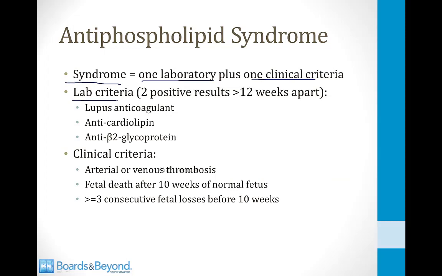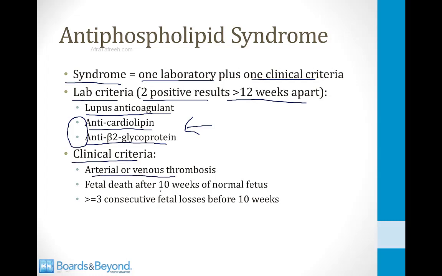So the lab criteria include presence of the lupus anticoagulant, which is identified through coagulation system testing, or presence of anticardiolipin or anti-beta-2 glycoprotein, which can both be identified by ELISA testing. You need to have two positive results more than 12 weeks apart, and that's because some patients develop transient levels of these antibodies that then quickly resolve. The clinical criteria include arterial or venous thromboses, fetal death after 10 weeks with a normal fetus, or more than 3 consecutive fetal losses before 10 weeks. And all of these are because fetal demise and fetal death are hallmarks of the antiphospholipid syndrome.